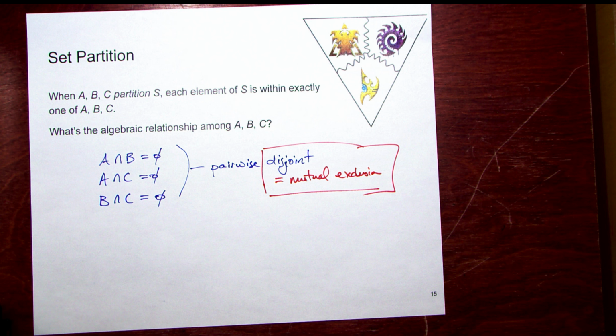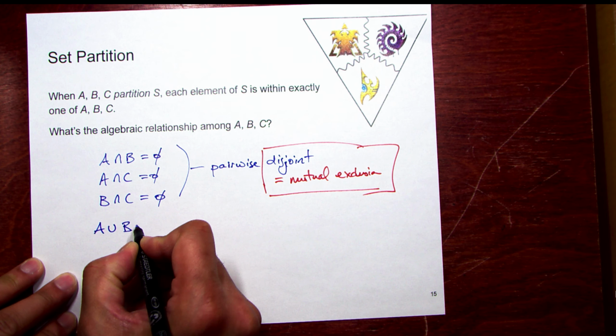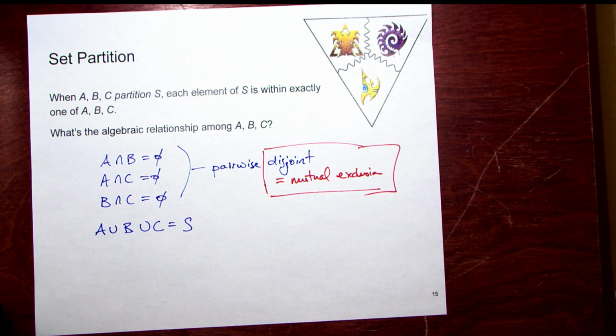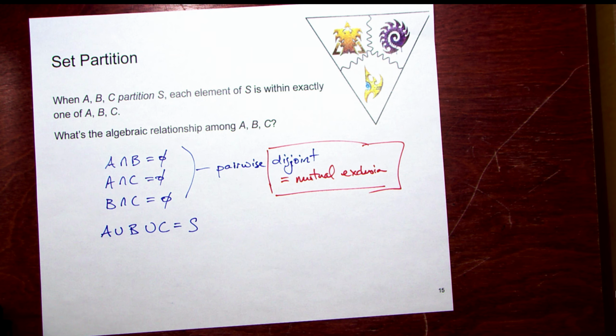What else do you need? Close. Yeah, we just need unions, not pluses. And that's equal to S. Good. Okay, so all of the elements, everything that's in the universe, has got to be in one of these 3 things. Okay, so if you have that, you have a partition.